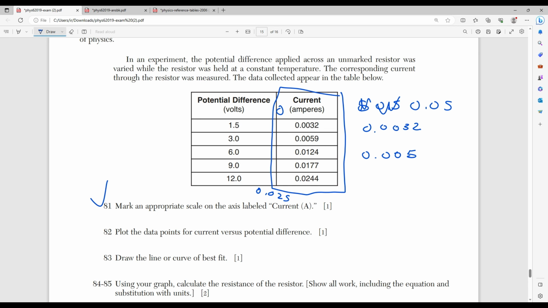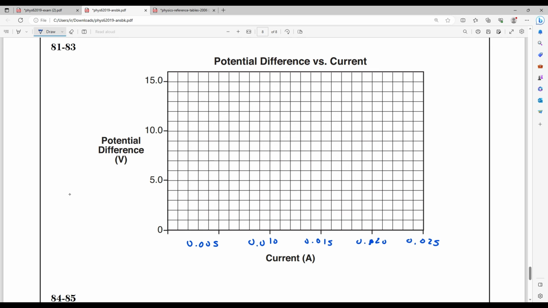Number 2 says plot the data points for the current versus the potential difference. I'm going to go ahead and do that right now, right? So literally just take your points into account. I have it printed out on my table right now. That's why I'm not switching back. If you want to skip ahead, by all means, I implore you. I'm just going to roughly sketch how I see it on my paper.